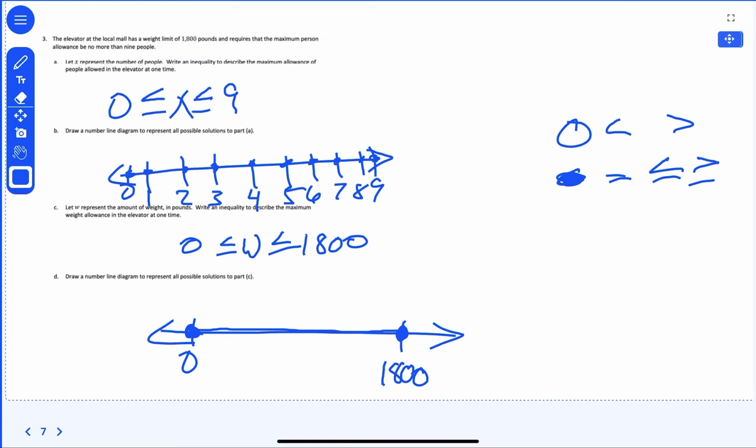Yeah, you just got to kind of think about it. If it's people, you can't have half a person. Could you have 16.5 pounds? Yeah, so that's the reason why it's everything on the number line.